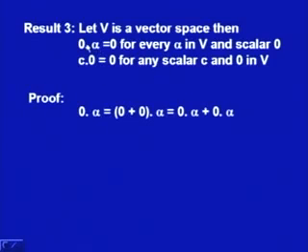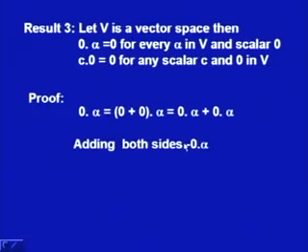Now to prove this, we start with the first one, 0 multiplied by alpha. Now this I write as (0 plus 0) multiplied by alpha. There is absolutely no problem because 0 is a scalar quantity. So 0 plus 0 is a scalar, still 0. So (0 plus 0) alpha is equal to 0 alpha plus 0 alpha. Why? Because this is distributive. Because it is a vector space, this distributive property is satisfied.